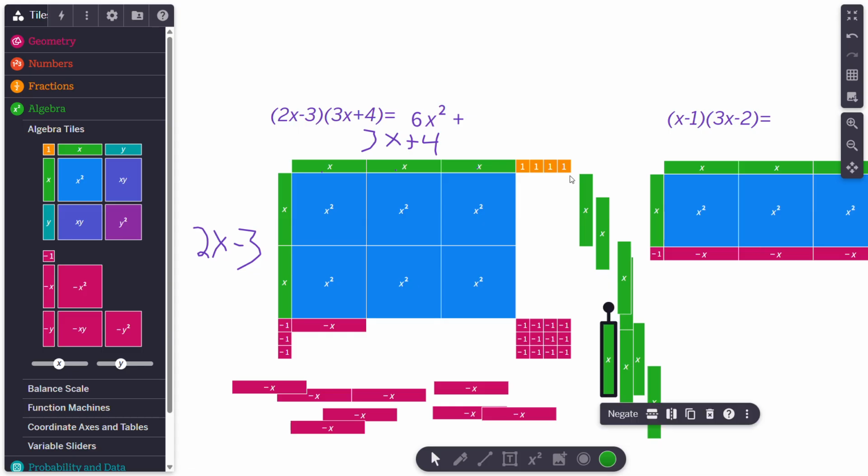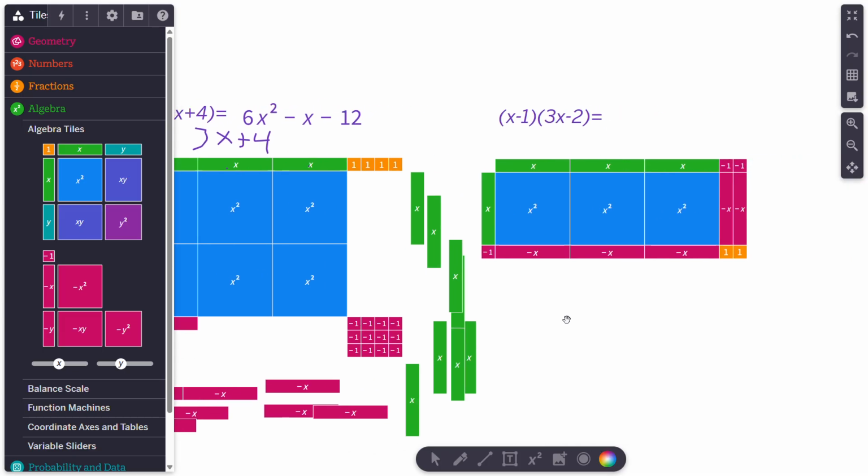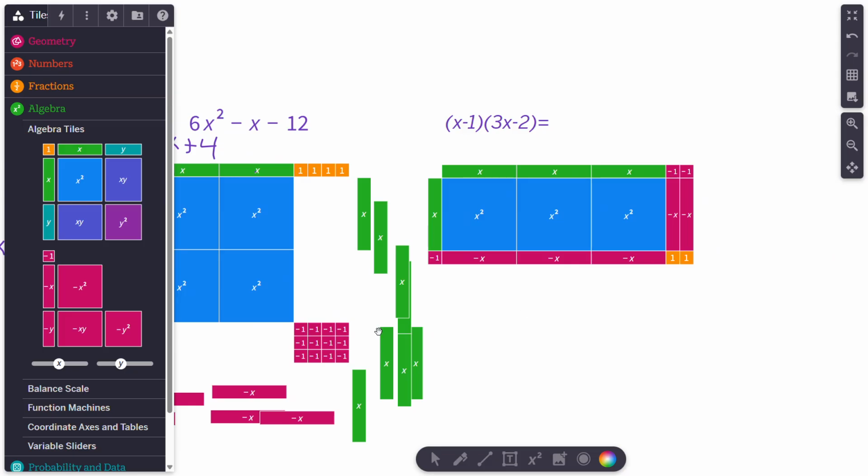So now we have the 6x squared. How many x's do we have? We have 1 minus x. So 6x squared plus, it's a negative x. So 6x squared minus x. And then minus, how many of these do we got? 12. So minus 12. 6x squared minus x minus 12. And then for this final one here, I know this is getting long. It's just a product of me talking.